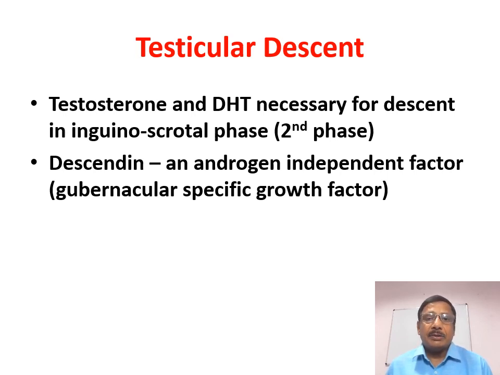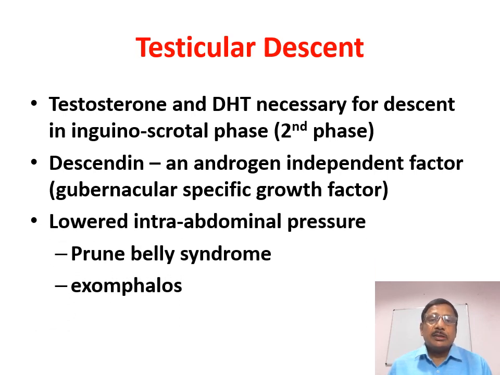What exactly happens? During descent, the gubernaculum swells, and when it swells, it increases the space of the inguinal canal. And now once there is more space in the inguinal canal, it facilitates the testis to pass through the canal and come into the scrotum.